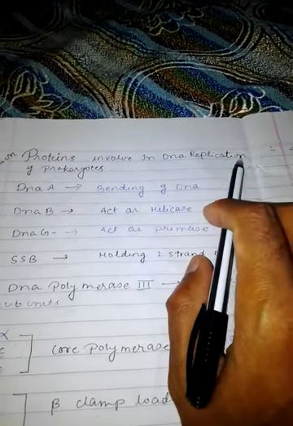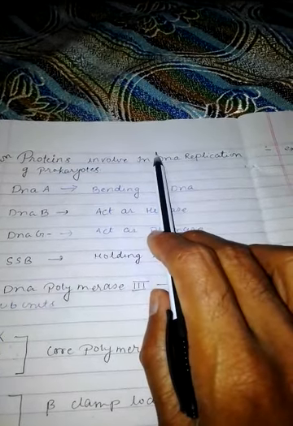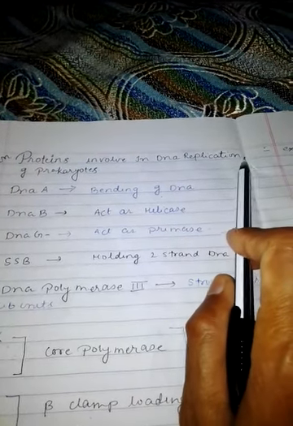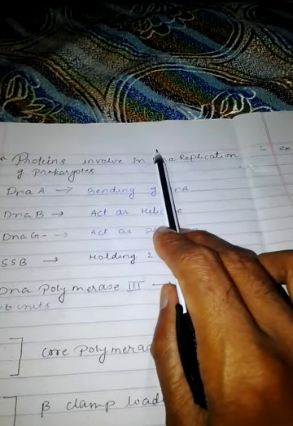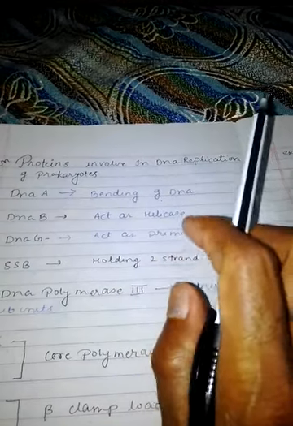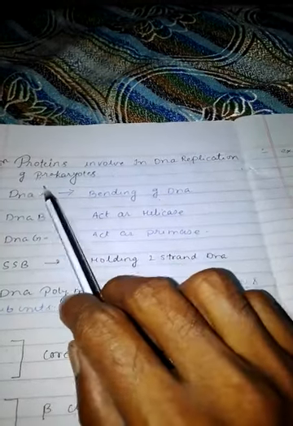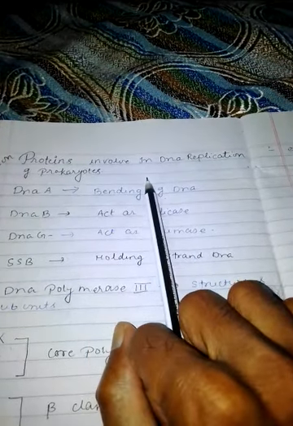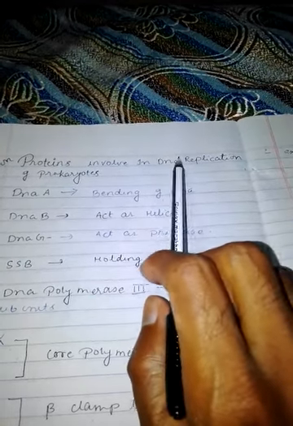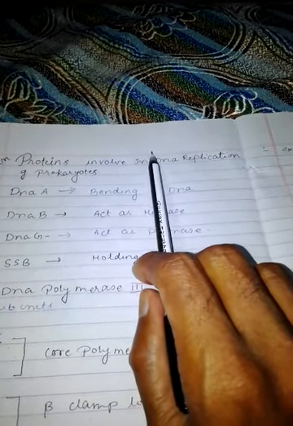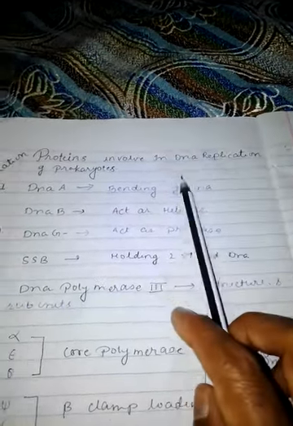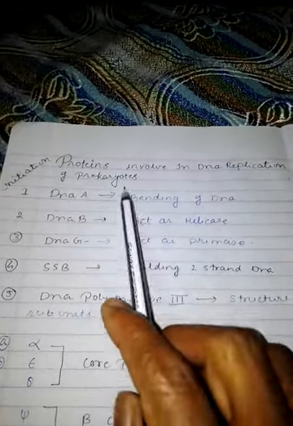So now I won't discuss DNA replication in detail, but I will discuss the proteins, how many proteins are involved in the DNA replication of prokaryotes, because protein is the most important to perform the function of DNA replication. Without protein, DNA replication is unable to proceed. So let's start. First, initiation.